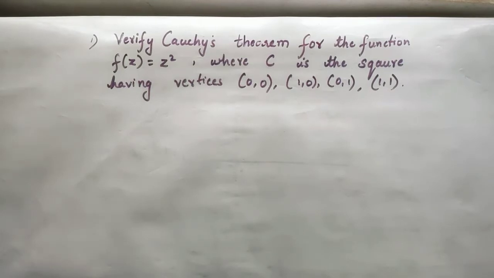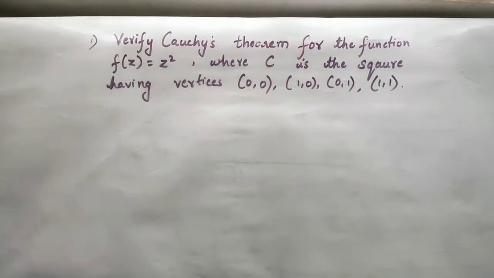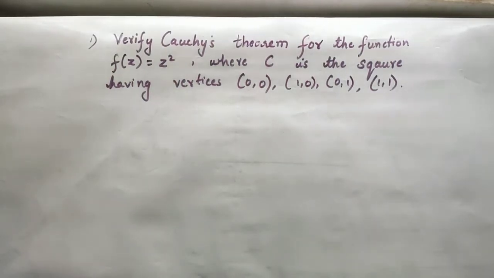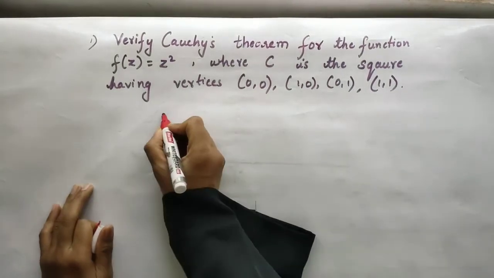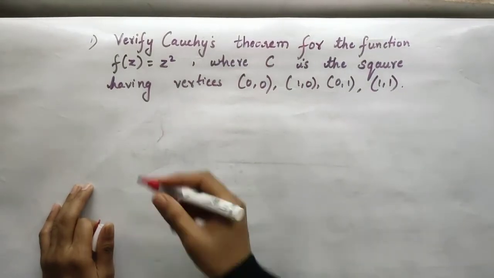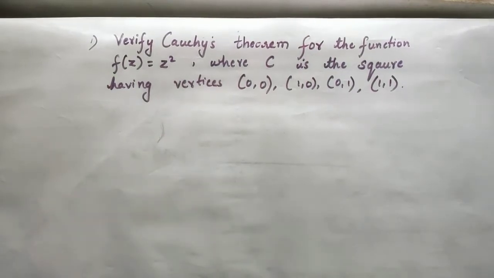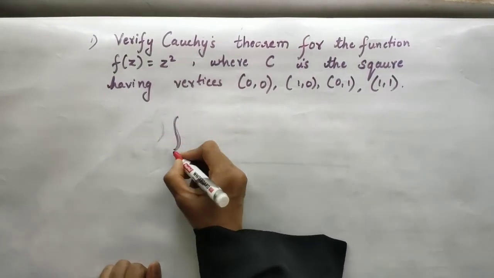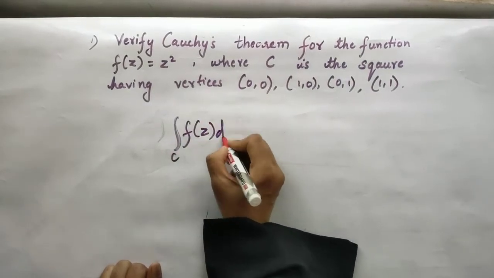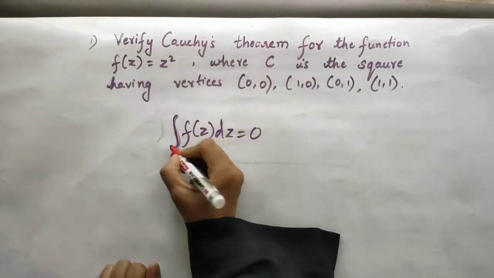Verify the Cauchy's theorem for the function f of z is equal to z square, where C is a square having the vertices 0,0, 1,0, 0,1 and 1,1. Okay, so what do you mean by verify the Cauchy's theorem? See here, what Cauchy's theorem says: whenever f of z is analytic inside and on the closed curve C, then integration over the closed curve C, f of z dz is equal to 0. This we have to prove.